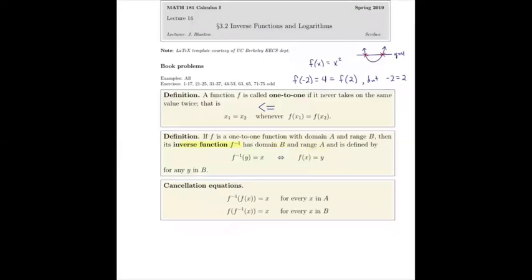So notice it just switches. If the domain of f is A and the range is B, then the domain of its inverse is B and its range is A. This is a map that goes backwards. It goes from B to A instead of A to B. Right? f goes from A to B, f inverse goes from B to A.